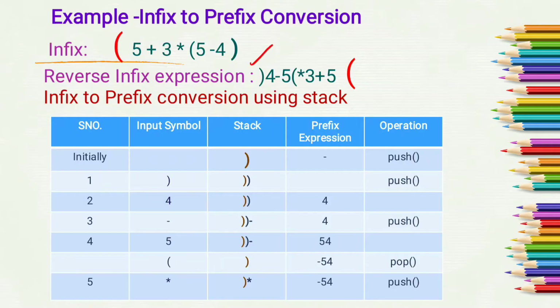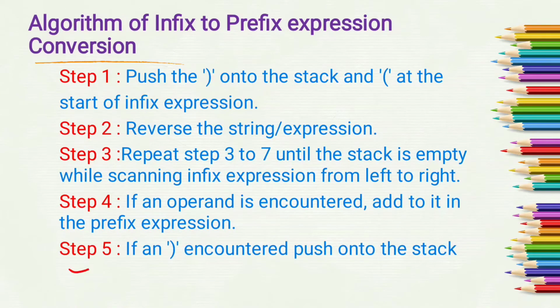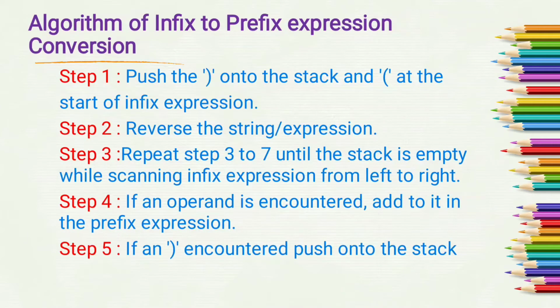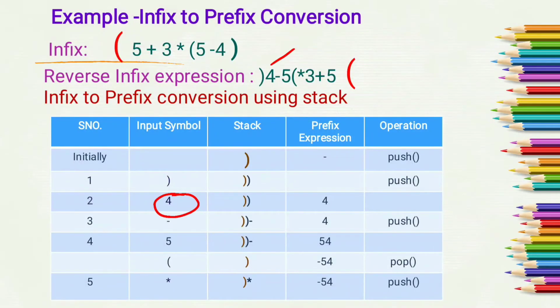In this example, our first input symbol is a closing bracket. So see in step 5, if a closing bracket is encountered, push it onto the stack. You can see as the symbol is a closing bracket, we push it into the stack. Next input symbol is an operand. So what do we have to do if an operand is encountered? If an operand is encountered as an input symbol, add it to the prefix expression. So whenever the input symbol is an operand, we add it into the prefix expression.